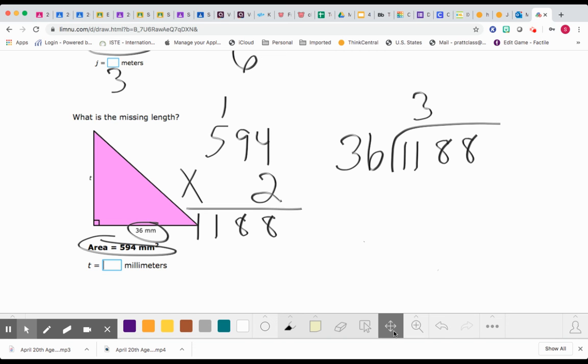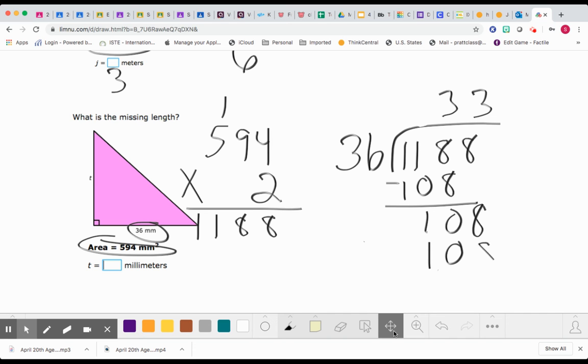We're going to put our 3 above that first 8. So it's 108, and that gives us 10. Then we're going to bring down that 8 again, and 3 times 36 is 108, and you get 0. So our answer for the height is 33.